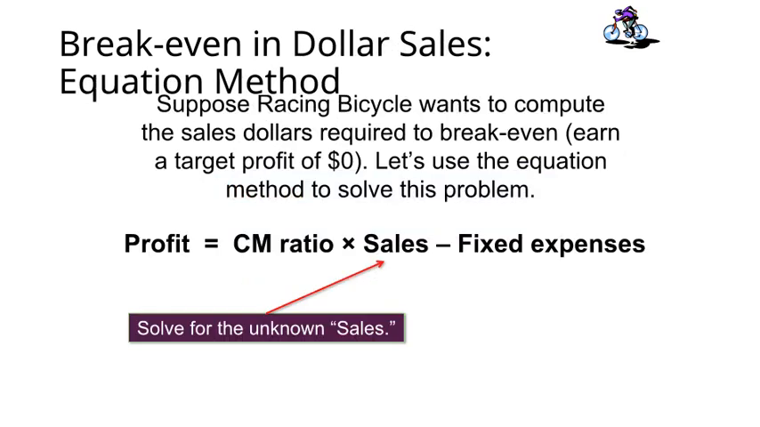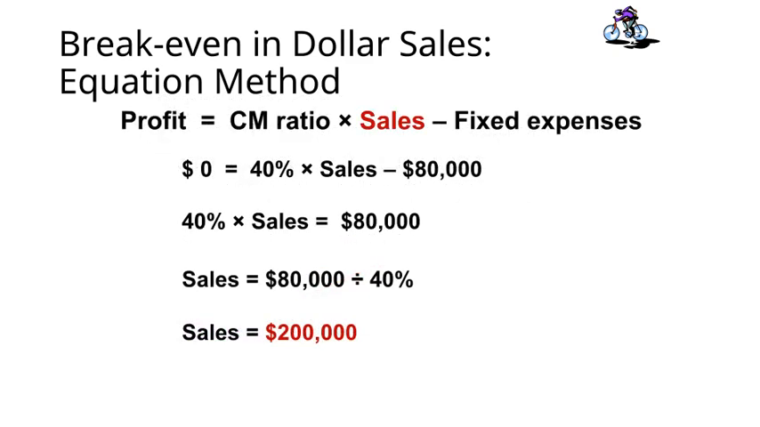Suppose Racing Bicycle wants to compute the sales dollars required to break even, earn a target profit of $0. Let's use the equation method to solve this problem. We must set up the equation and solve for the unknown value of sales. Here is the equation that will always be used to calculate the break-even point in a single product company. Remember, we solve for the unknown sales. In the case of Racing Bicycle, dollar sales must be $200,000 for the company to break even.